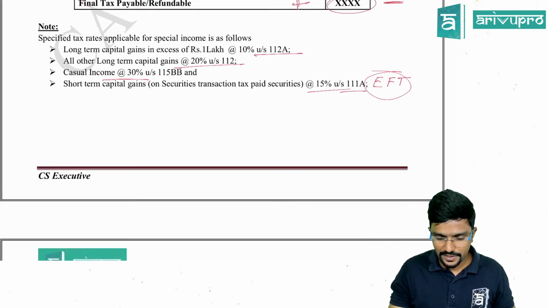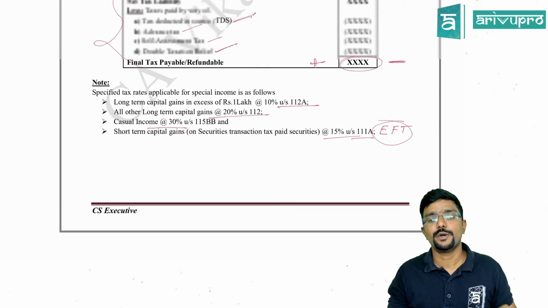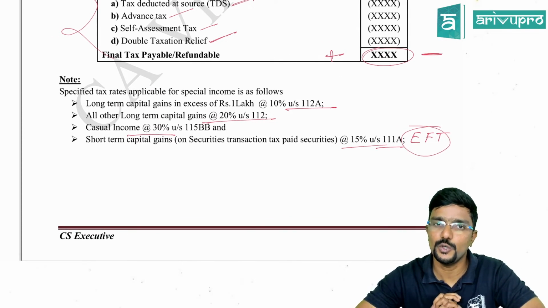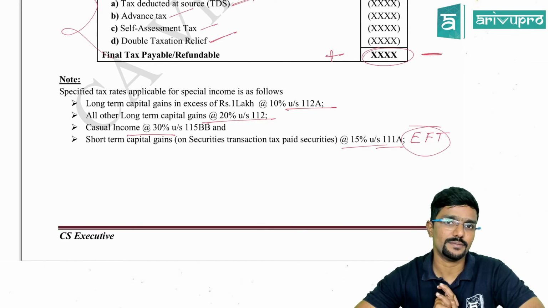So we'll stop it here. We have some more things to discuss in this chapter. We will do it in the evening class. In the evening class, we will finish this chapter, do the revision, and get into the heads of income. That is the most important and challenging chapter.